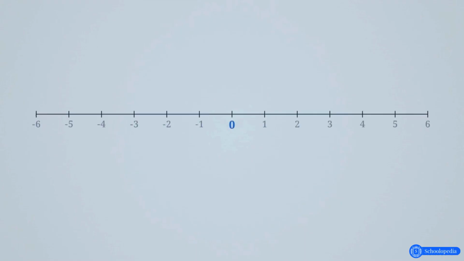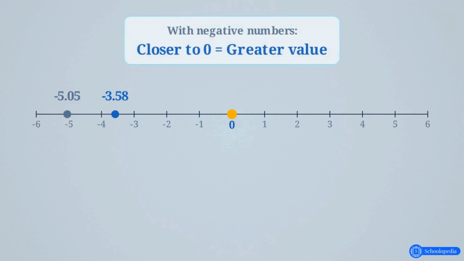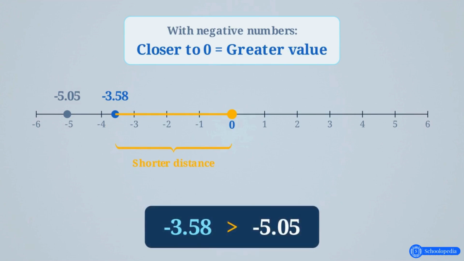Here is a number line centered on 0, plotting negative 3.58 against negative 5.05. With negative numbers, the value closest to 0 is actually larger. Negative 3.58 has a shorter distance to 0, making it greater.